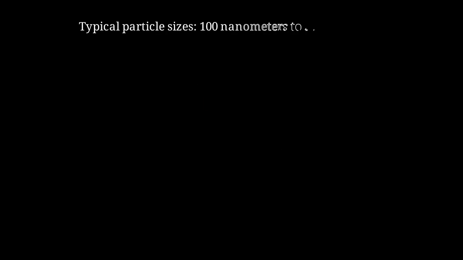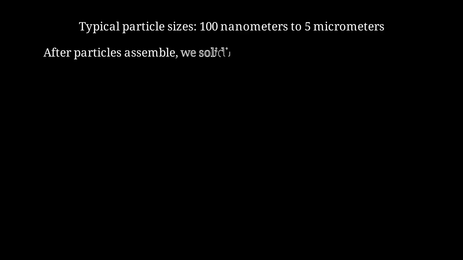The colloidal particles typically range from 100 nanometers to 5 micrometers in diameter. Once the particles assemble at the interface, we can solidify the shell structure through various methods like sintering, polymerization, or chemical cross-linking.